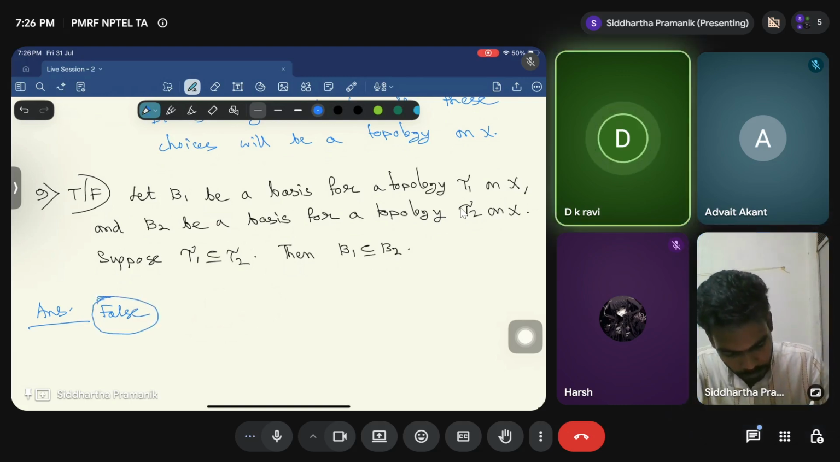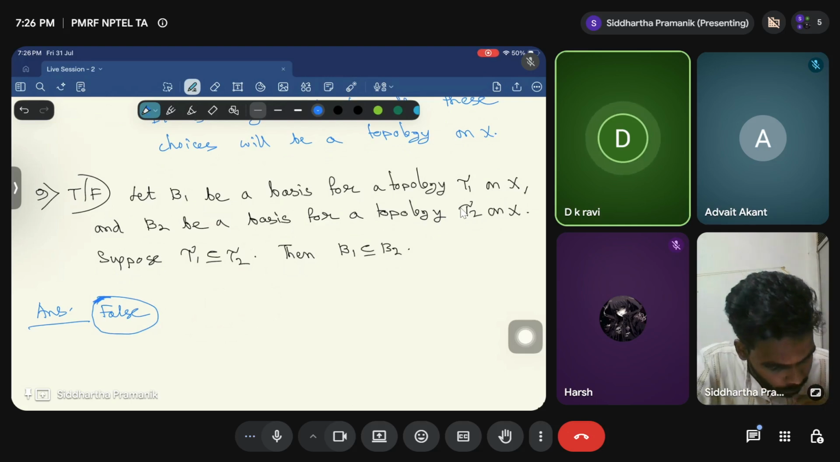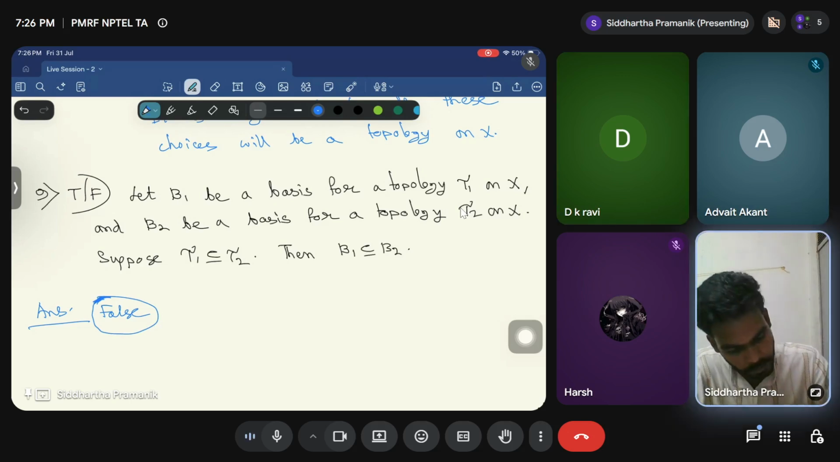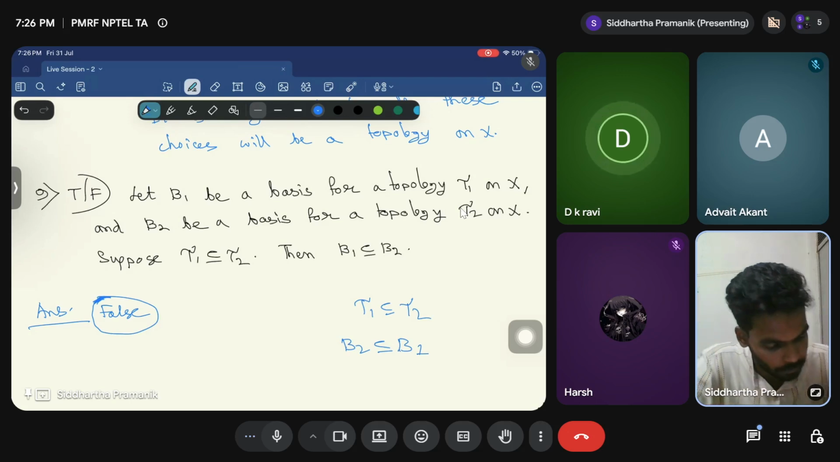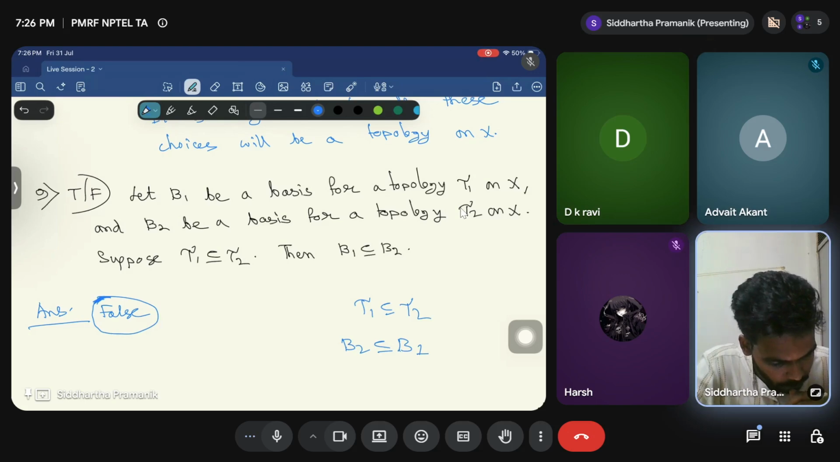Sir, I think this is a direct theorem. When one topology is contained in the other, the basis elements should be in the opposite order. Means if tau1 is contained in tau2, then the basis B2 is contained in B1. In that format, I read one theorem that I remember, sir, but I forgot the example. So you are saying if tau1 is a subset of tau2, then B2 should be inside B1. I am not sure, I think it is true.